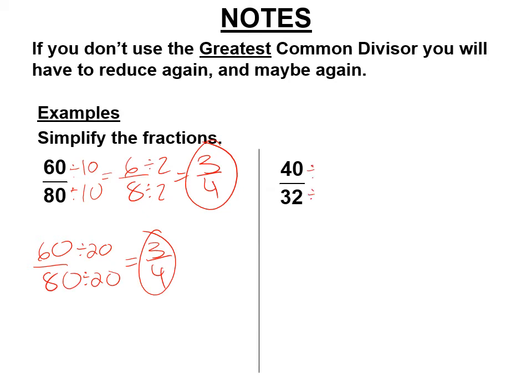So you might think about 4 here. You might think about 2. But let's try 8. 40 divided by 8 is 5. 32 divided by 8 is 4. It simplifies to 5/4.